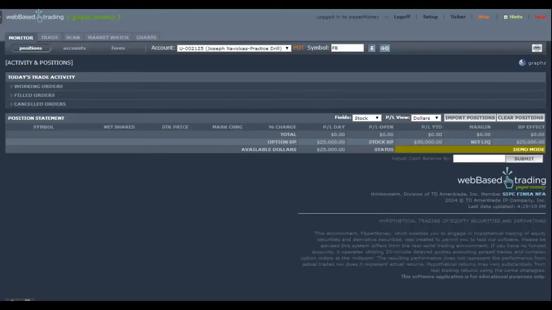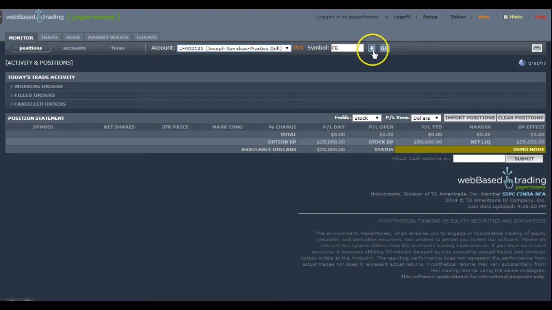Welcome. We're going to walk you through real quickly how to put an initial trade in. This is a very simple trade we're going to do. We're going to execute a trade and get it in the system. What we have to do is log into our TD Paper Money account and make sure that we're in the right drill that we want to trade in.